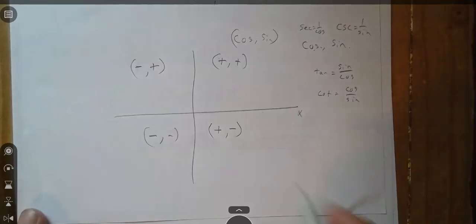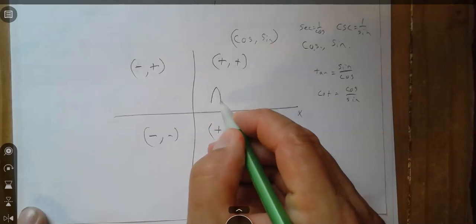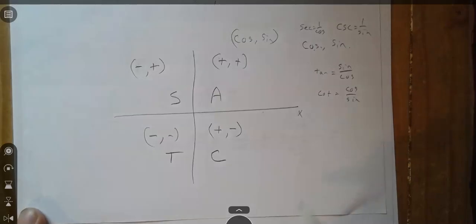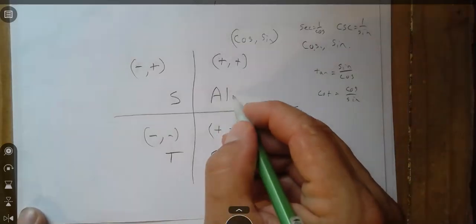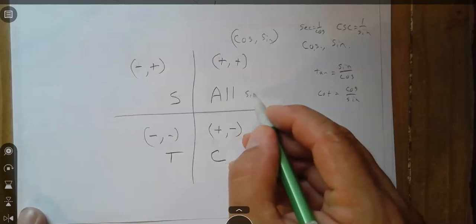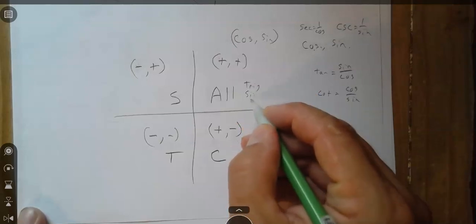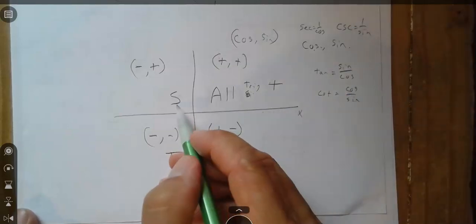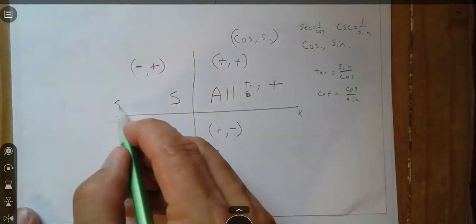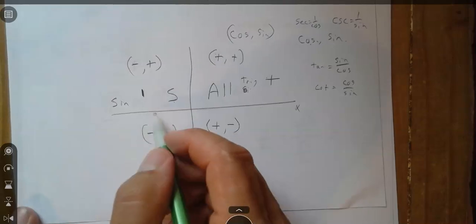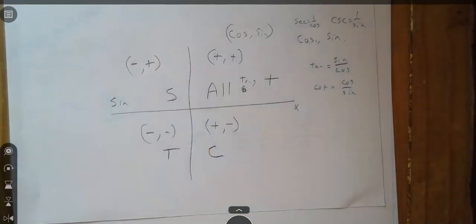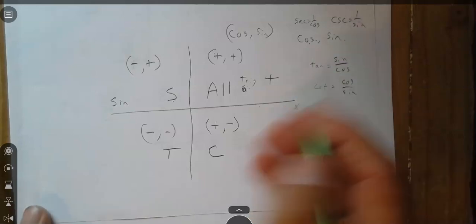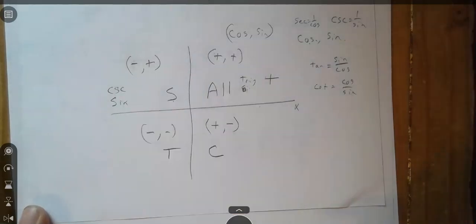So one thing we think of as a shortcut is I think of all students take calculus. So this means all of our trig functions are positive. Here, all of our sine functions are positive because those are our y values, right? But then also we got to know that whenever our sine is positive, also our cosecant is positive. So we have cosecant as well that goes in there.